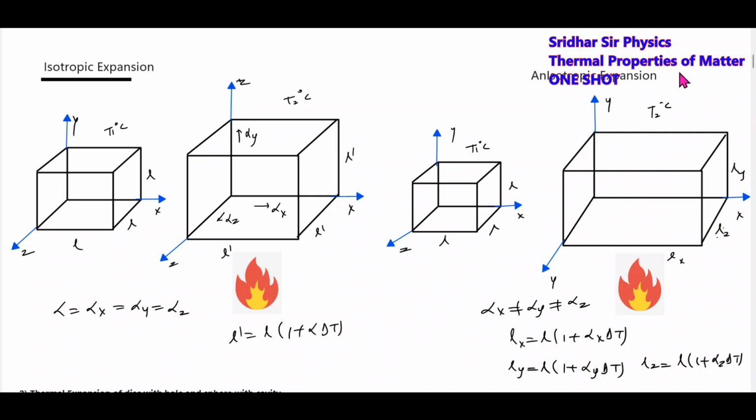And what about beta? Beta you should write like this: alpha x plus alpha y. What about gamma? Gamma you should write as alpha x plus alpha y plus alpha z. This is for a non-isotropic substance, not part of the syllabus. All the substances we discuss are isotropic only. If it is not isotropic, I'll mention it. Otherwise, we should assume everything is an isotropic substance. Here beta equals 2 alpha, and gamma equals 3 alpha.